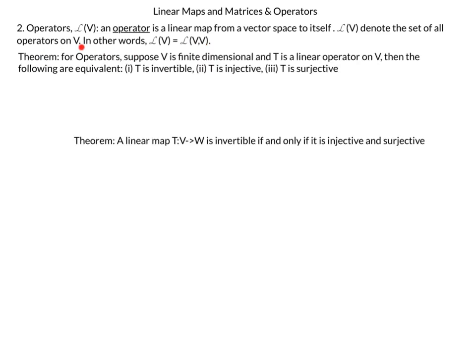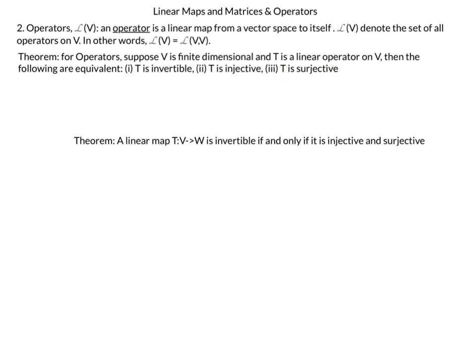Next, we have this theorem about operators, but so that you understand the significance, I want to remind you about this theorem we had from our last video that said a linear map T going from V to W is invertible if and only if it is injective and surjective. So in order to prove a linear map T was invertible, we had to show two things, injective and surjective. Now for an operator, when T goes from V to V, so T is a linear operator on V, then the following are equivalent. T is invertible, T is injective, and T is surjective.